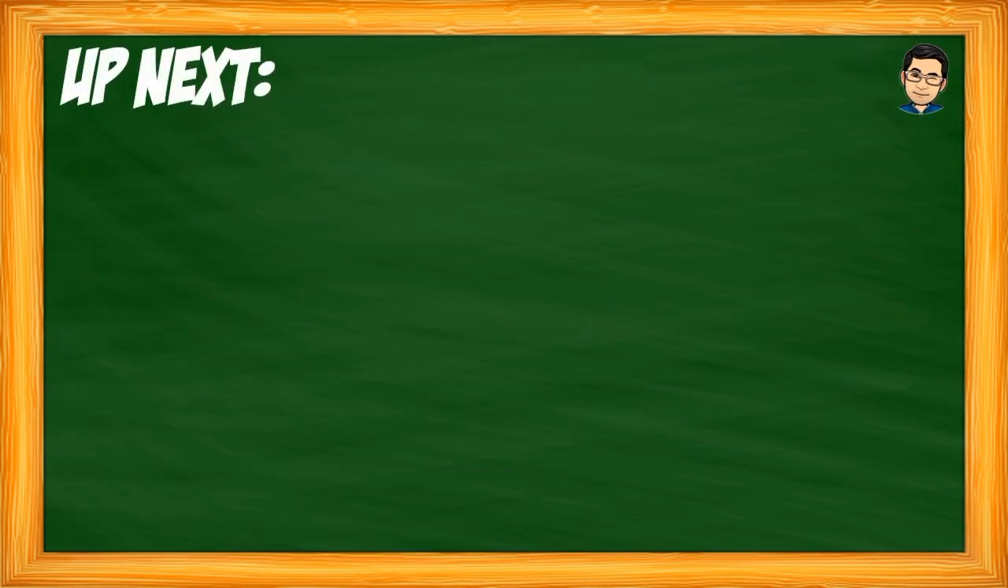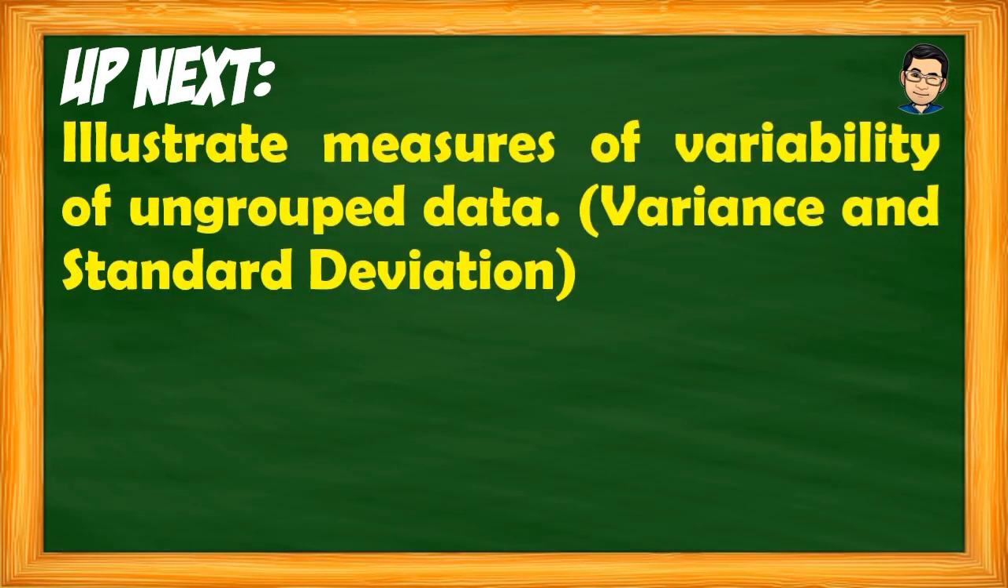So, after discussing range and average deviation of ungrouped data, yung next naman is yung variance and standard deviation. So, yun lang.